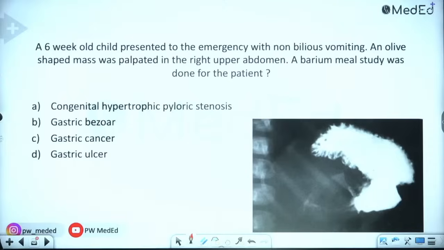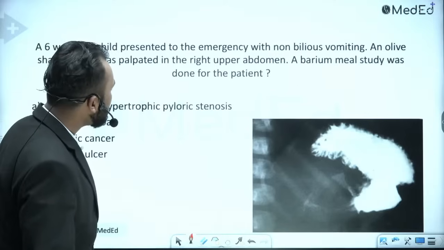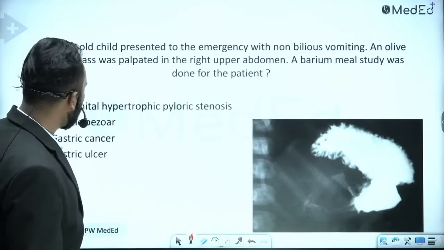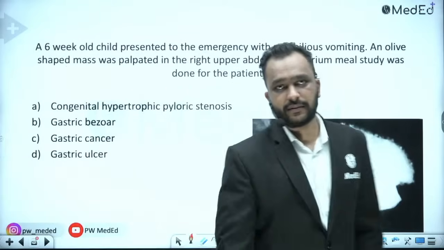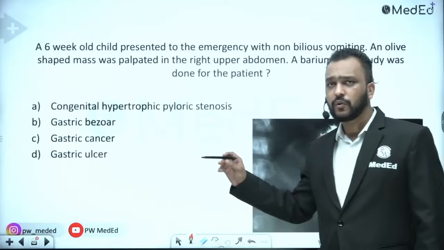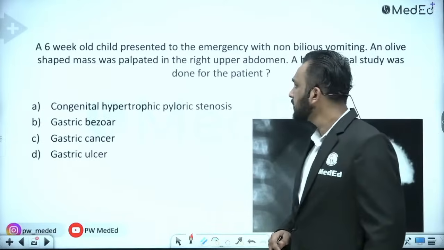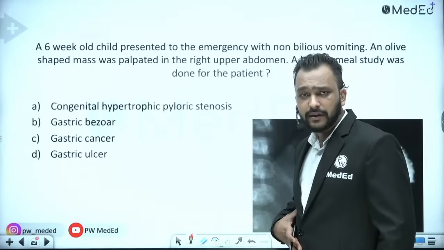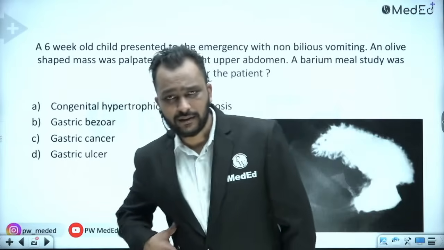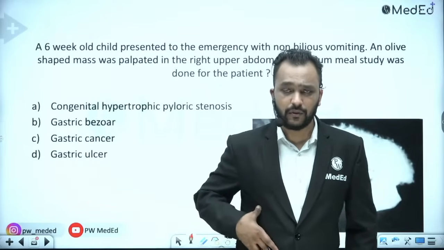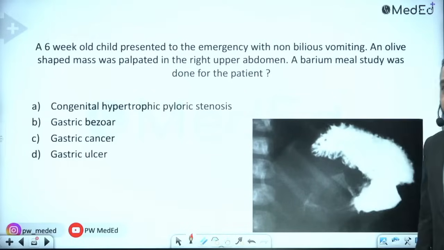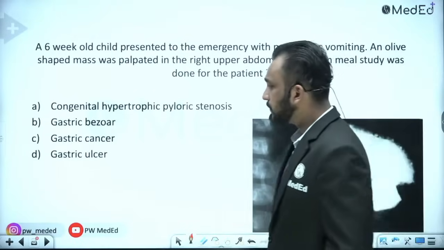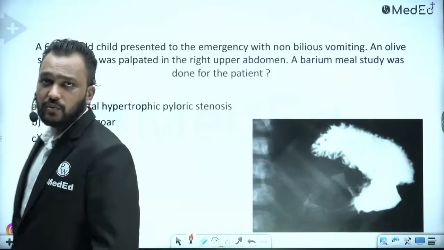A 6-week-old child presented to the emergency with non-bilious vomiting. An olive-shaped mass was palpated in the right upper abdomen. Okay, what is your diagnosis for this case? A 6-week-old child presented with non-bilious vomiting. You palpated the patient. There was an olive-shaped mass. There was also paradoxical aciduria seen in this patient.